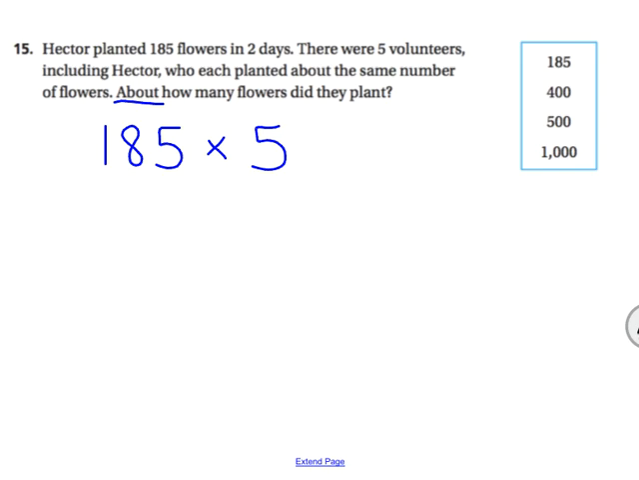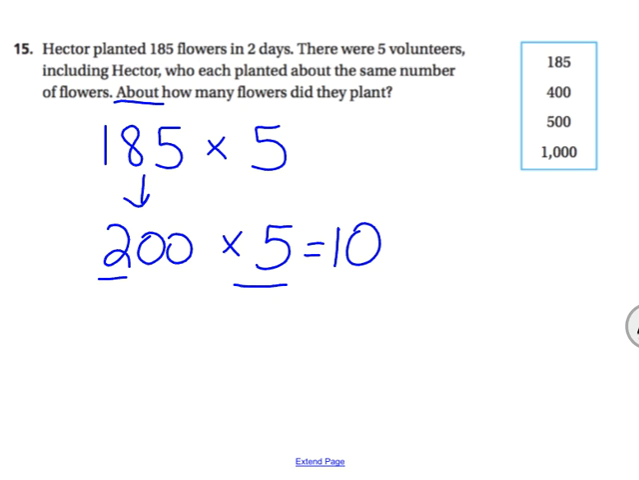So again, I'm not actually going to do 185 times 5. I'm going to do the estimated product. So 185 rounded to the nearest 100 is 200. And it is now 200 times 5. Basic facts. 2 times 5, 10. Now I can carry over my zeros, which I have 2. Answer is 1,000. So I go into this box here off to the side and choose 1,000.